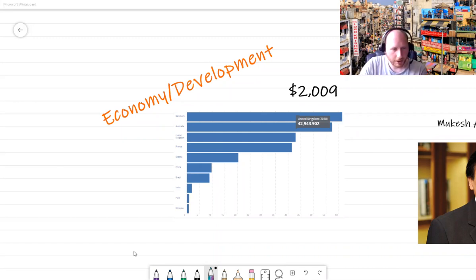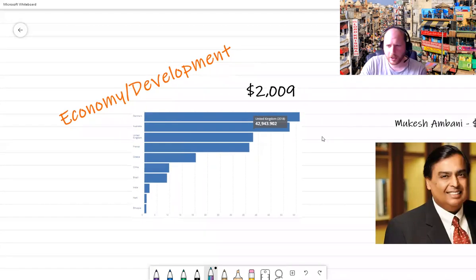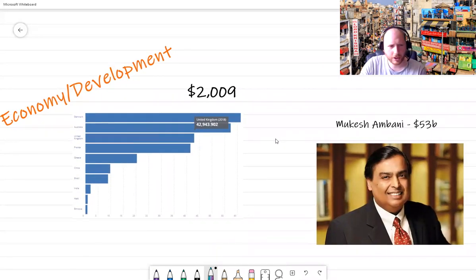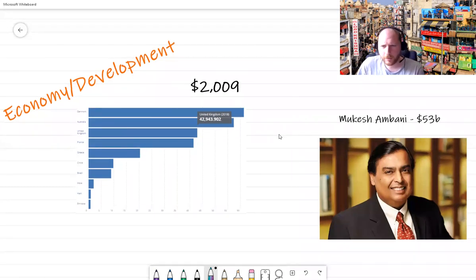Quite the opposite. Because India is home to quite a few billionaires. And in fact, this gentleman here is the richest at the moment. Mukesh Ambani. He's a businessman, as you can probably tell from his natty tie and his big grin. And he has $53 billion.